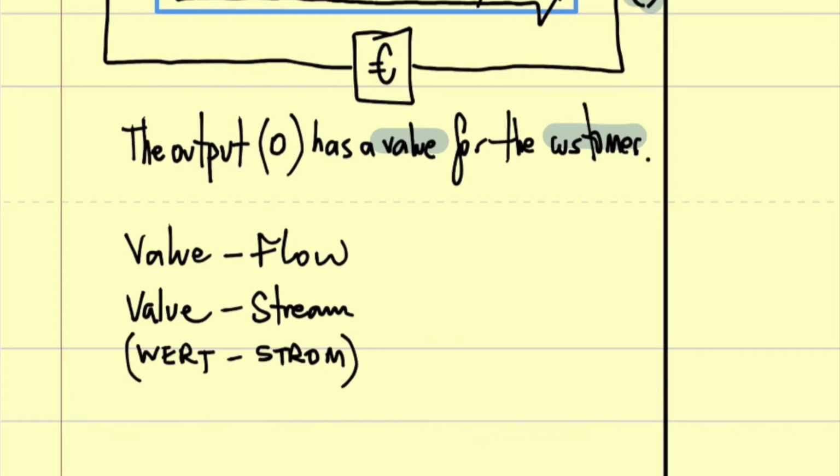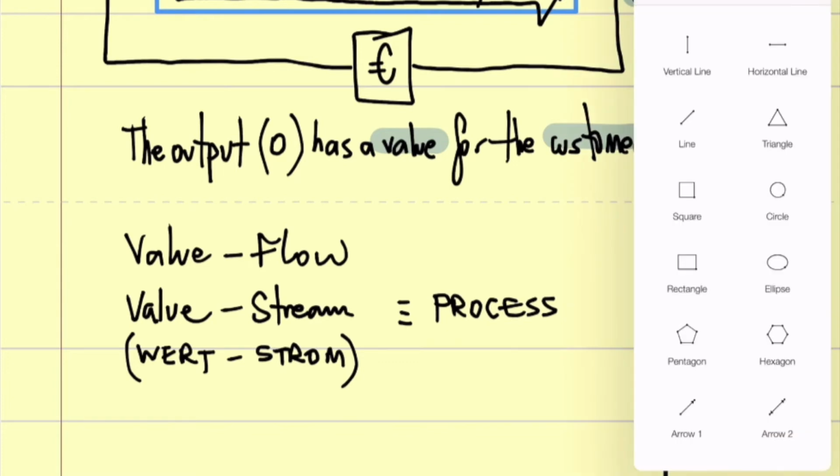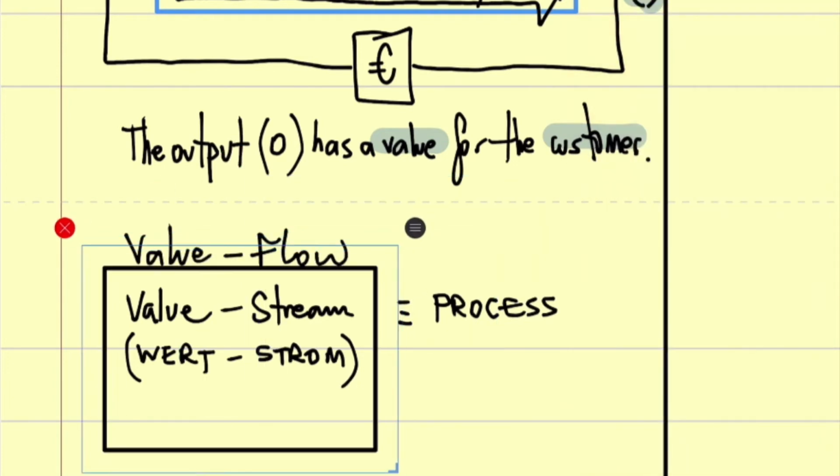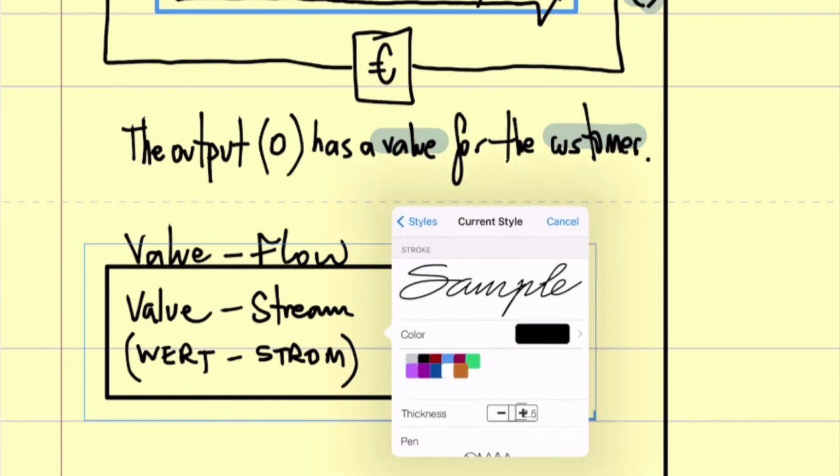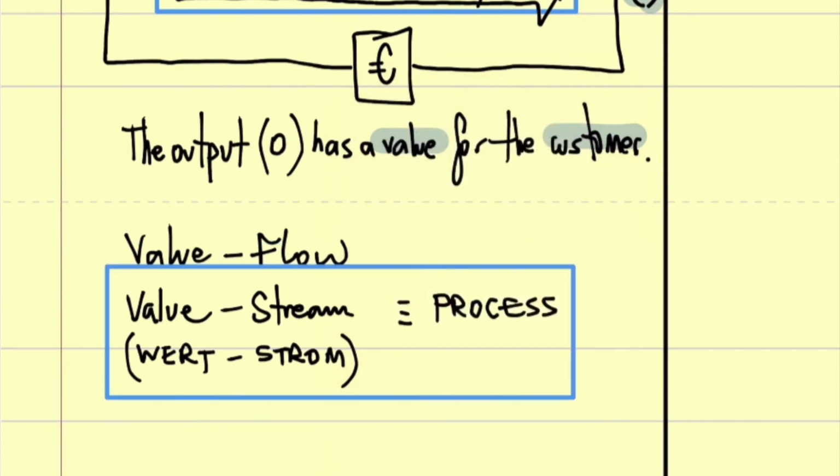So when we're talking about a value stream, we are talking about a process. So wenn wir über Wertströme reden, reden wir über Prozesse. And actually these two concepts are equal. Okay? So whenever you use the word process, think about a value stream. Whenever you use the word value stream, think about a process. They are interchangeable. You can use them either way.